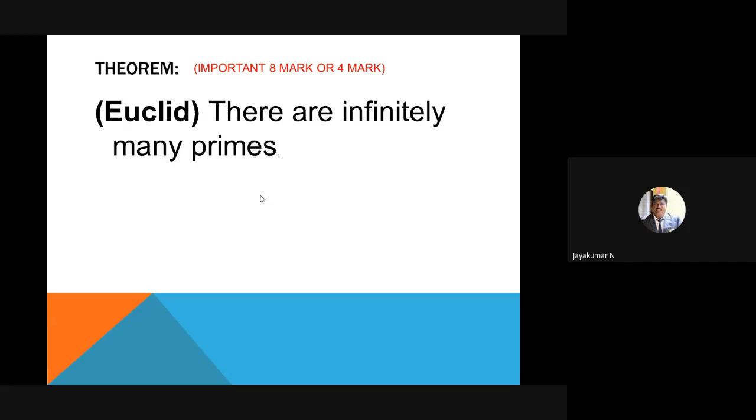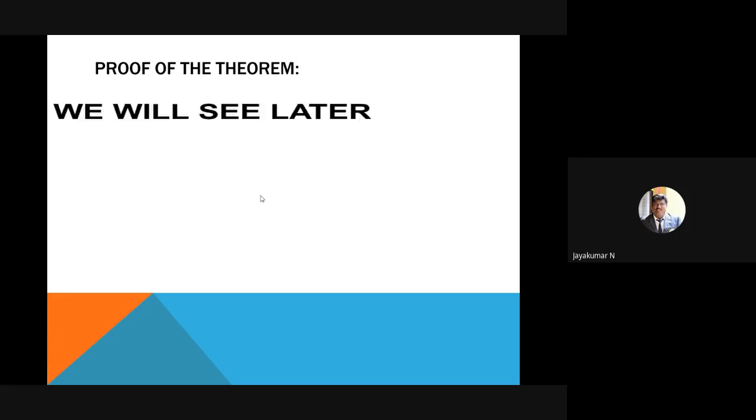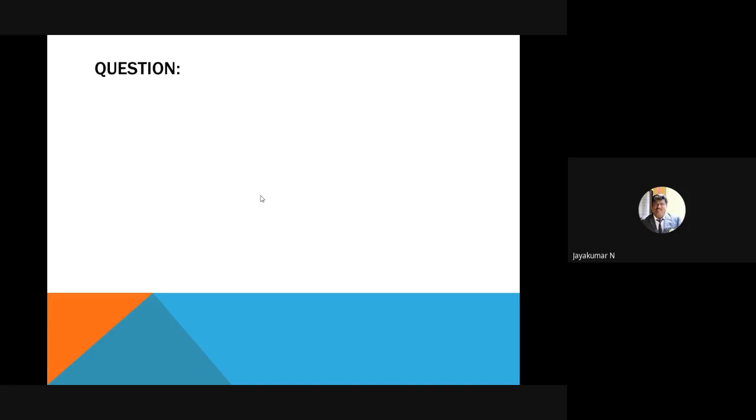Euclid is a mathematician. He first proved this statement, so I write Euclid. So there are infinitely many primes. This is an important 8 marks. 8 mark means you have to prove the theorem as well as the previous lemma. Suppose it is 4 marks, you simply prove this theorem alone. There are infinitely many primes. Proof of the theorem we will see later. First we will deal with the problems, then only I will move on to the proofs of the lemma and theorem.